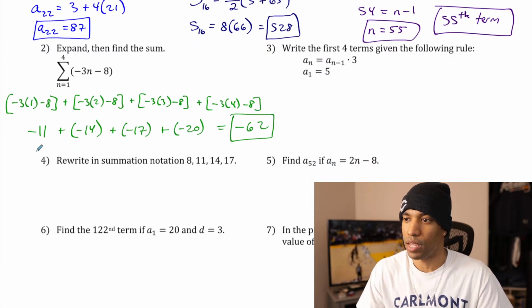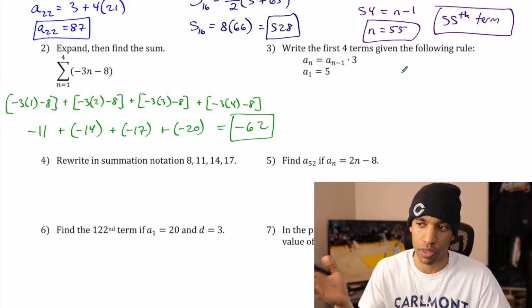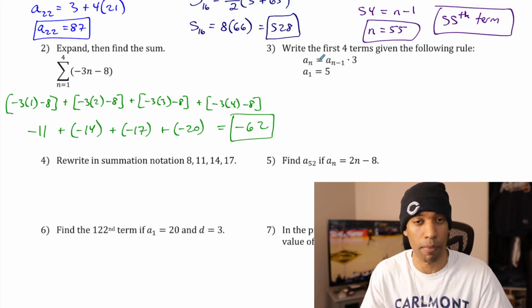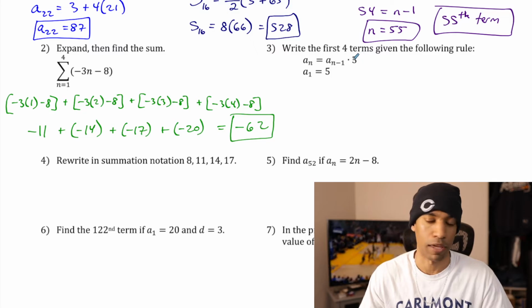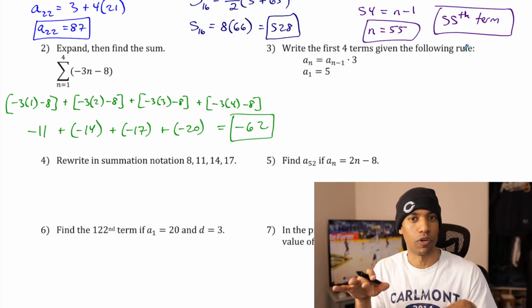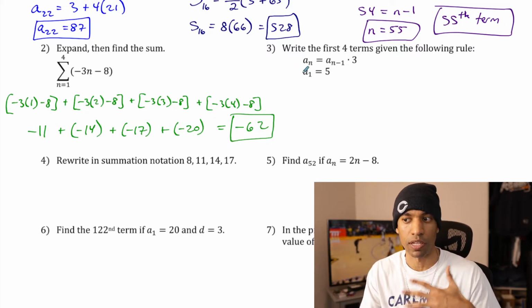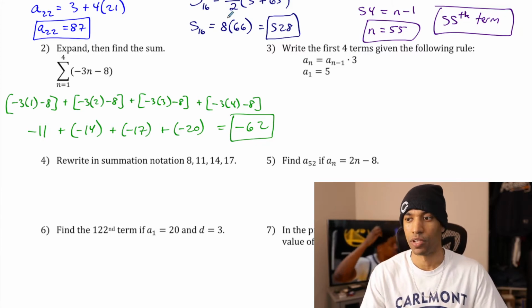All right, number 3, write the first 4 terms given the following rule. Now, this is the first recursive rule thing that we've seen for a while, and this is for a geometric sequence. I know this because this states to find the value of some term, take the value of the term before it, and multiply by 3. So I'm going to give you kind of a really slow version of it to start with, just so you know how the formula truly works. And then we can go the fast way after that, of course.